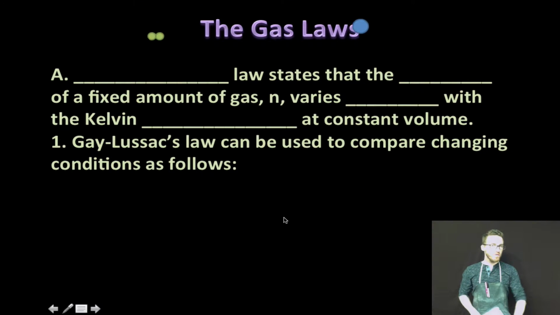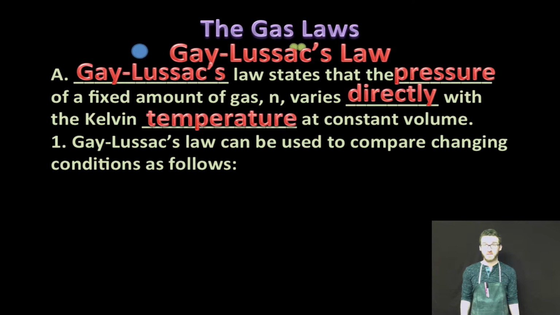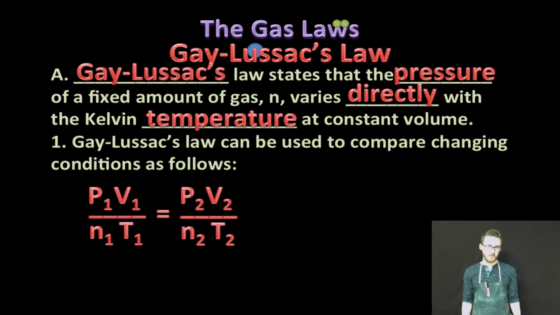All right, moving right along. As we get to Gay-Lussac's law, this law states that the pressure of a fixed amount of gas varies directly with the Kelvin temperature at constant volume. Now we can use Gay-Lussac's law to compare changing conditions as follows.